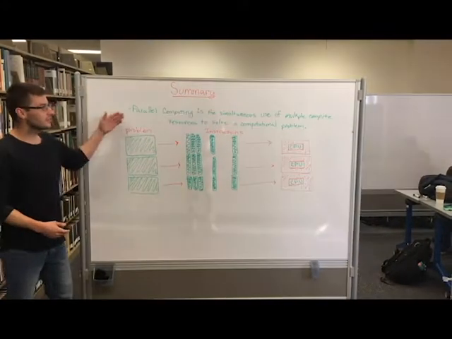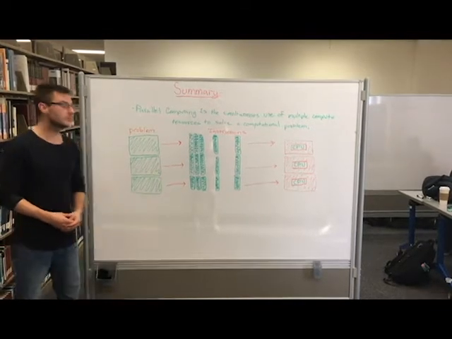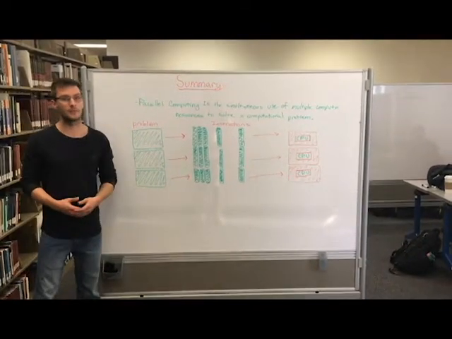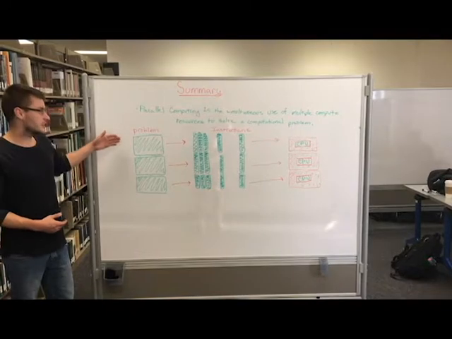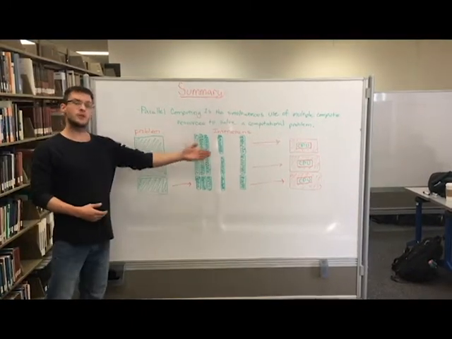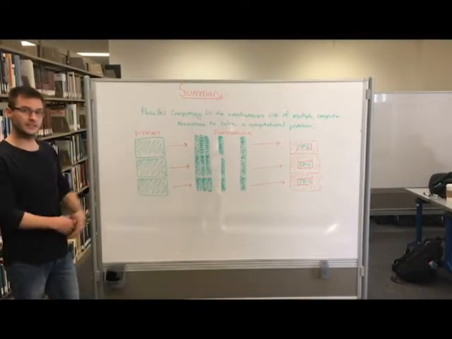In simple terms, parallel computing is the simultaneous use of multiple compute resources to solve a computational problem. Here we have a visual demonstration where multiple problems are being solved by multiple compute resources simultaneously.